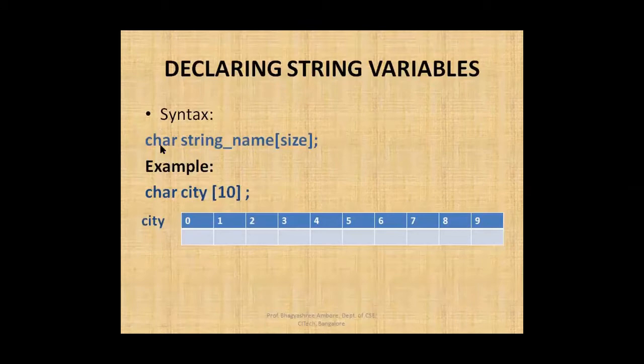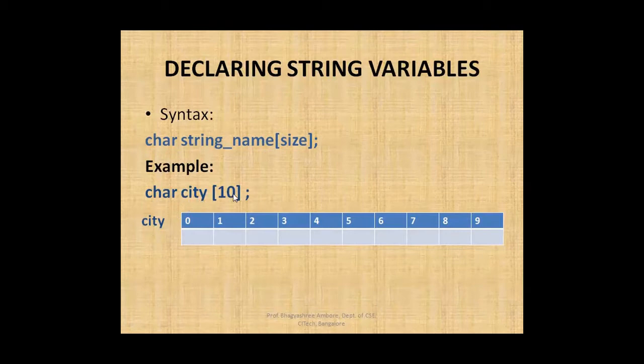When I make a declaration, this is the syntax. The data type is always char. The name of the string can be any valid variable name. And the size is the count of the number of characters. Now consider this example: char data type, city is the name of the character array, and 10. What is the meaning? It can hold 10 characters.